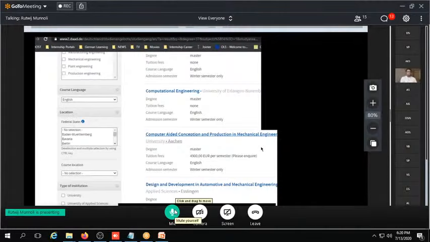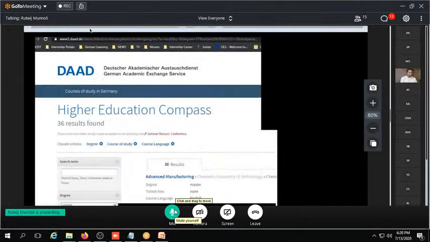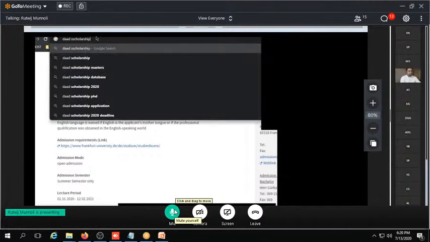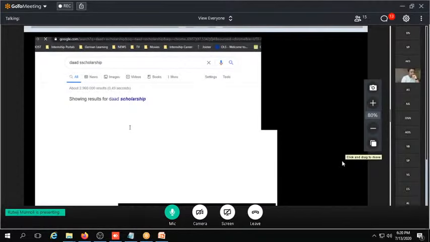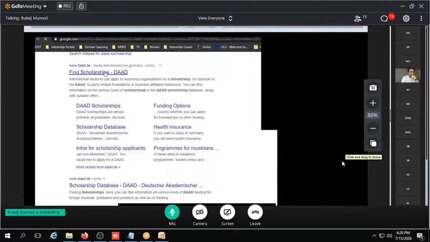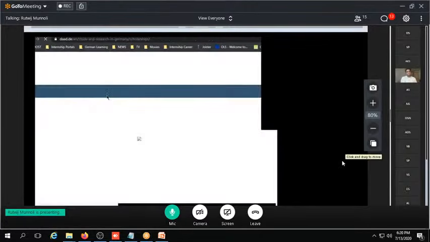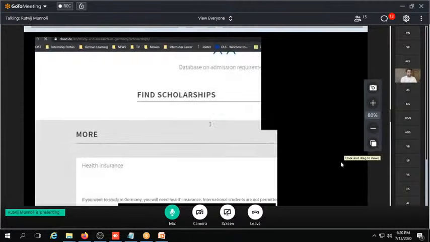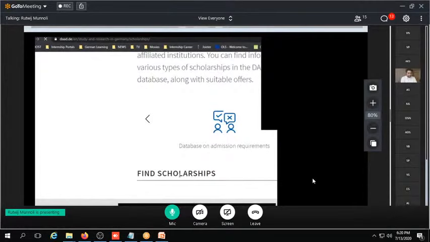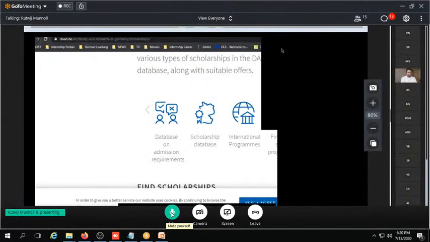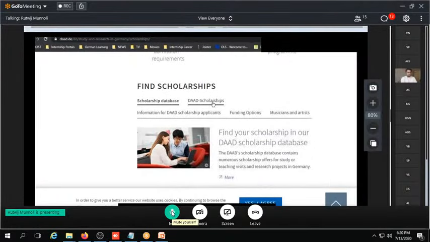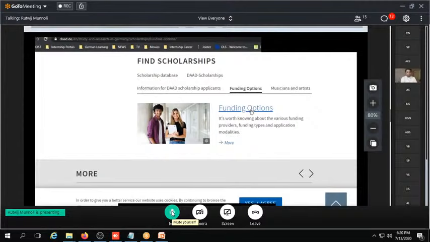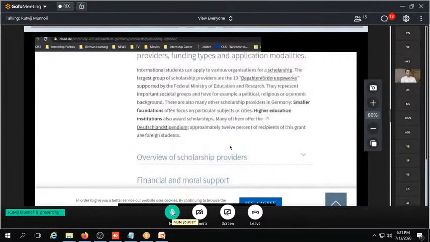And the second thing is scholarship. There are many scholarships available on the DAAD website also. If you just search here, DAAD scholarship, you will find different scholarships to support your studies. You just have to check all these things before coming over here. International students can apply for the scholarship. Just a moment. So here you can see the information about that scholarship and different funding options. You can check all these funding options before you start your application process.